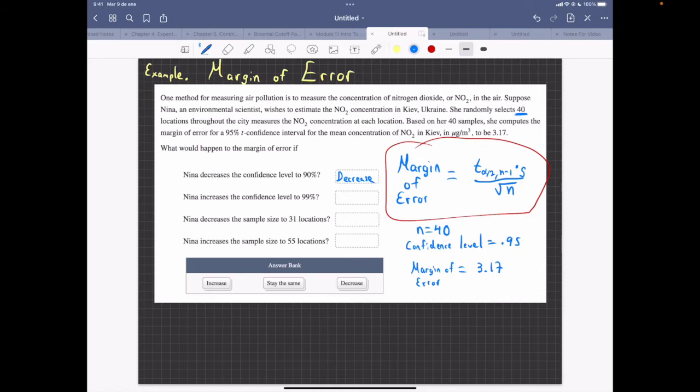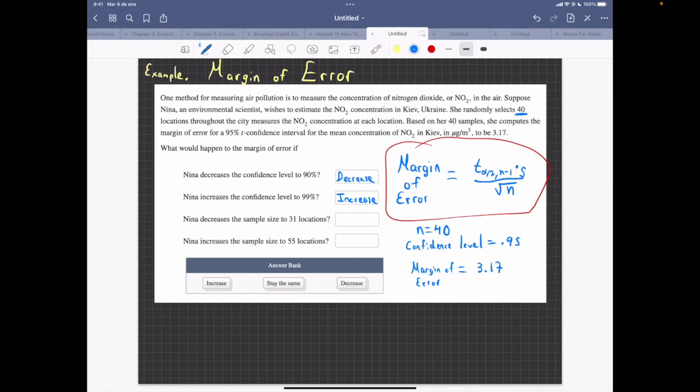What happens if Nina increases the confidence level to 99%? It's going to increase because this number, this t alpha over 2, n minus 1, would increase. Nina decreases the sample size to 31 locations.